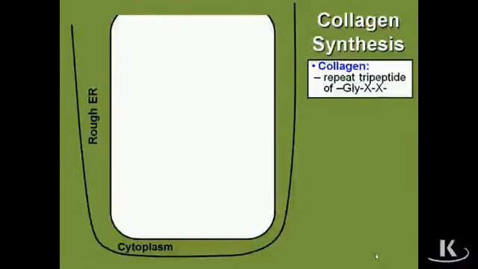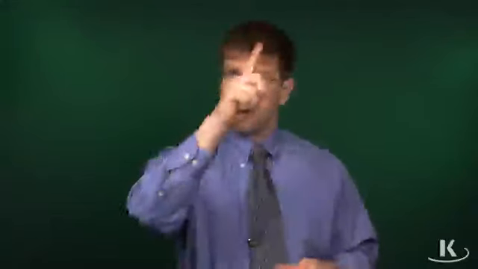For collagen synthesis, if you remember, collagen is simply a repeating tripeptide. It's a glycine and then 2 amino acids, a glycine and then 2 amino acids. So every third amino acid in the collagen molecule is glycine. Glycine is a very small functional R group. It's just a hydrogen atom. So this allows collagen to form that nice alpha helical structure or beta pleated sheet structure to give it some uniformity and some strength.